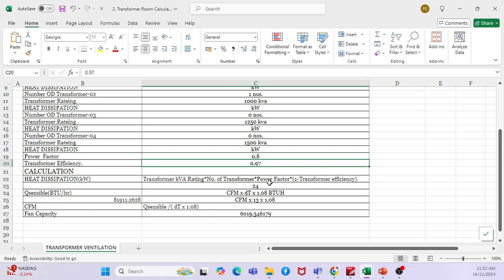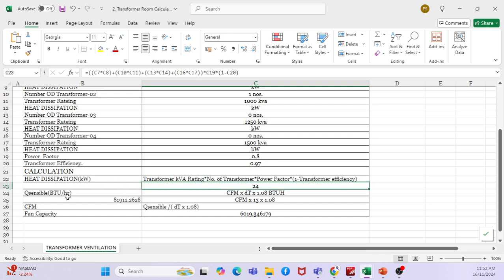You can also go to the transformer catalog. Sometimes you will find the heat dissipation directly, same as for the generator, where last week we saw the heat dissipation in BTU per minute, or you will find the efficiency for the transformer, like 97% or 98%. The balance will be the losses. So to calculate heat dissipation: transformer kVA rating multiplied by number of transformers multiplied by power factor multiplied by 1 minus transformer efficiency. That will give you the total heat dissipation in kilowatt.